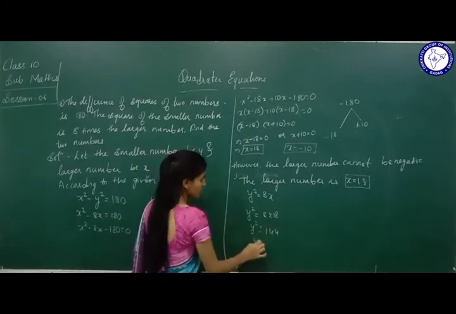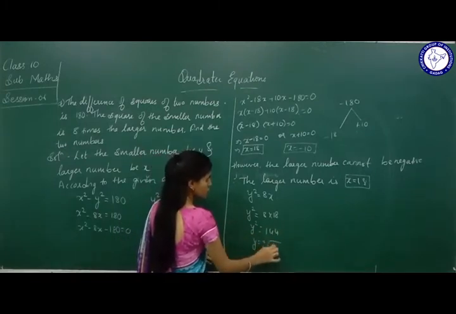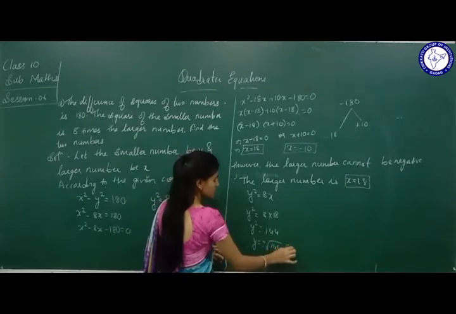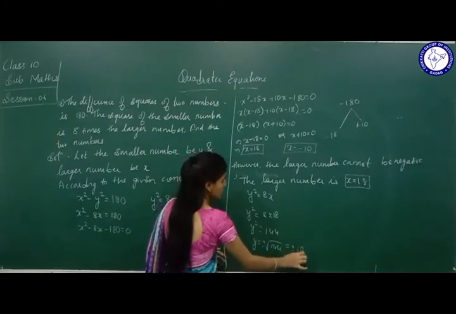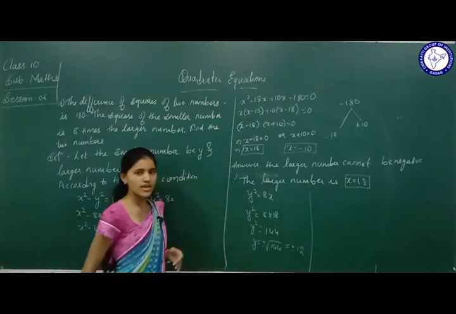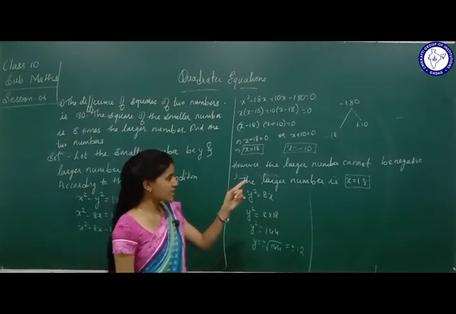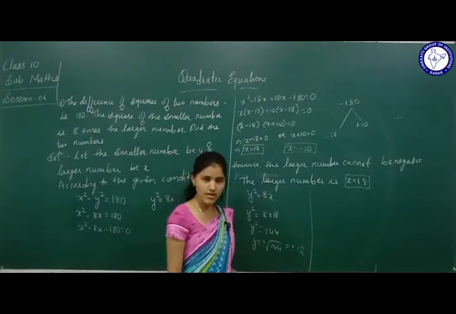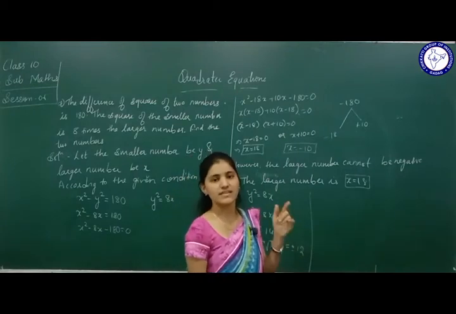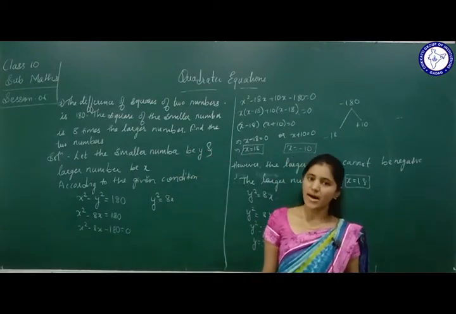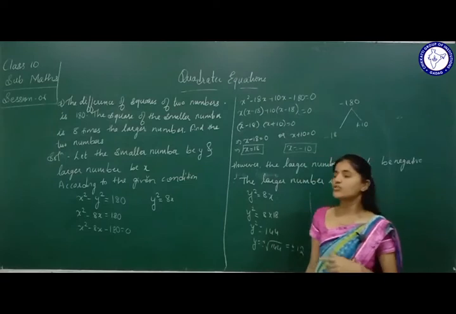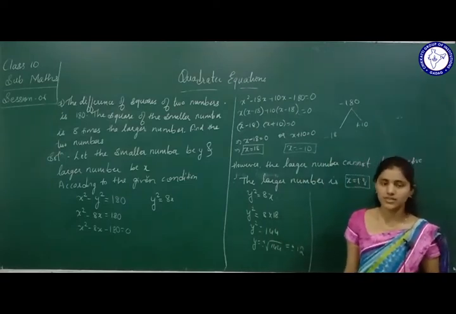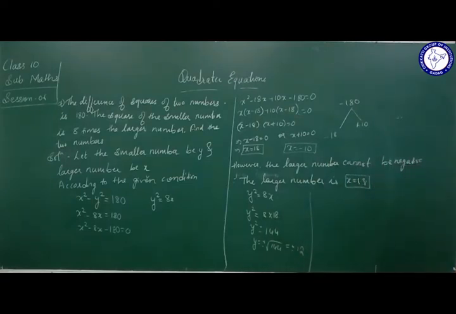Then y will be equal to plus or minus root of 144, which is equal to plus or minus 12. So which are the numbers we have? We will have the larger number as 18 and plus 12, or the numbers as 18 and minus 12. These are the two numbers. Now we are going to solve the next problem.